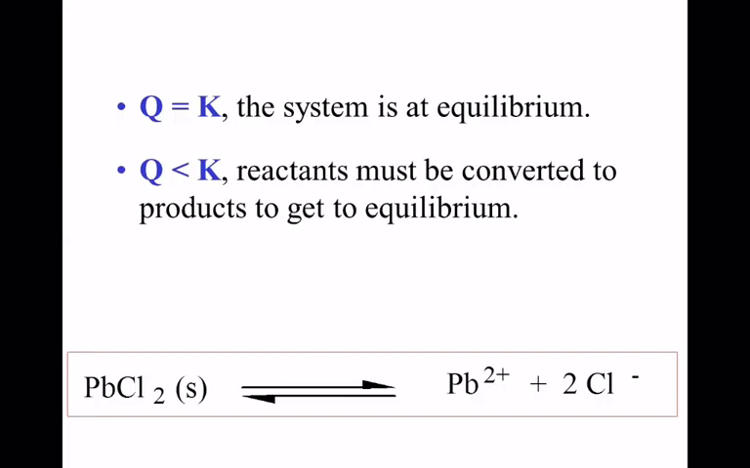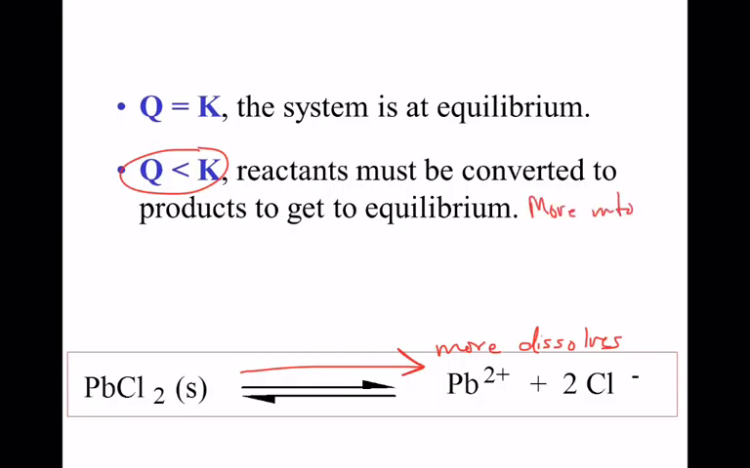So for instance, if the Q, or the QSP, is less than the K, or the KSP, then we said that it's too small, so we need to form more products. And with this lead 2 chloride, more products means more dissolves. So basically, if you have this situation, then more is going to go into solution.